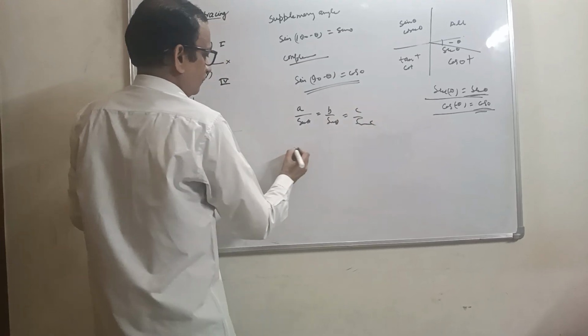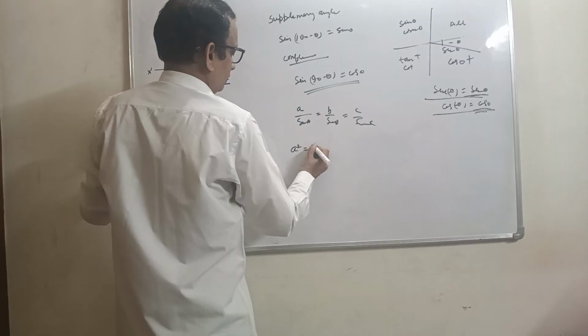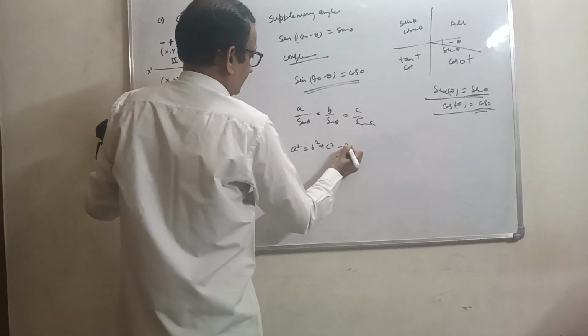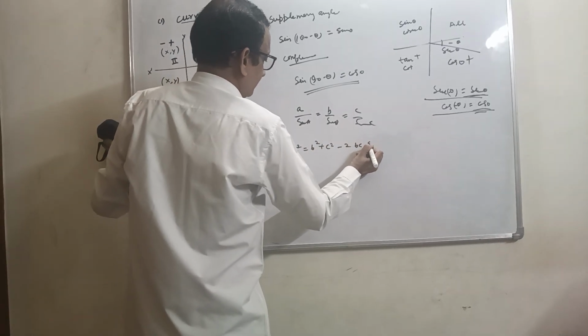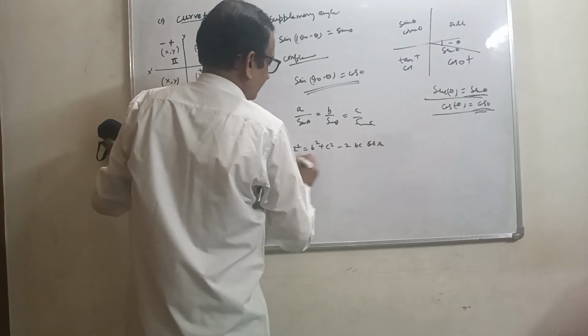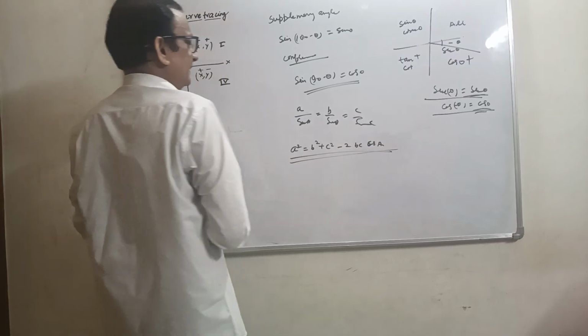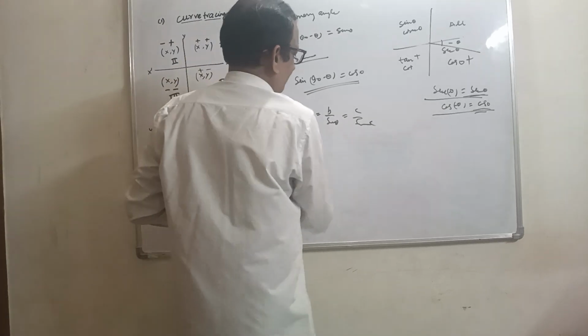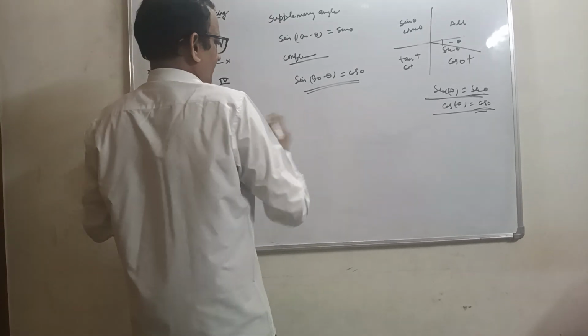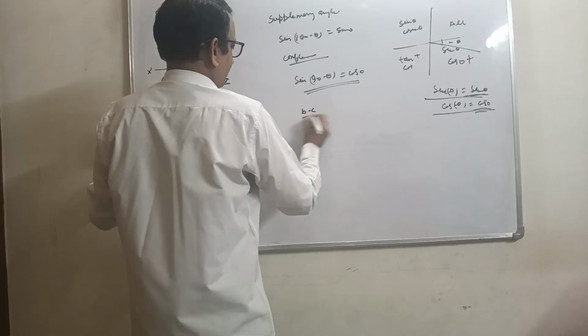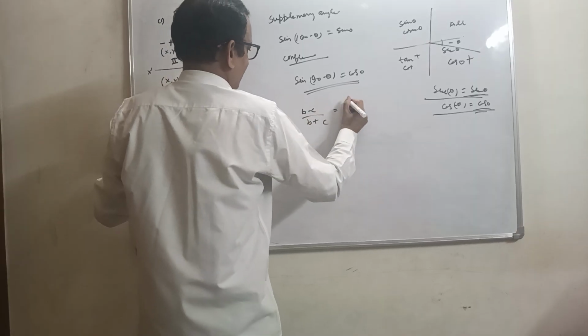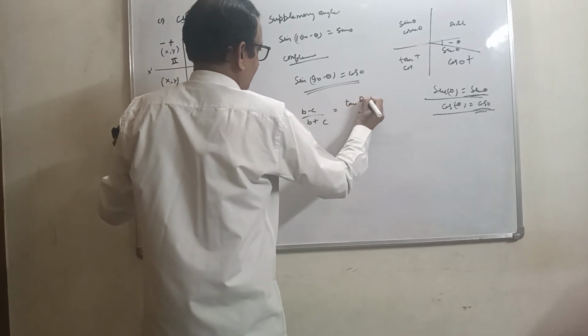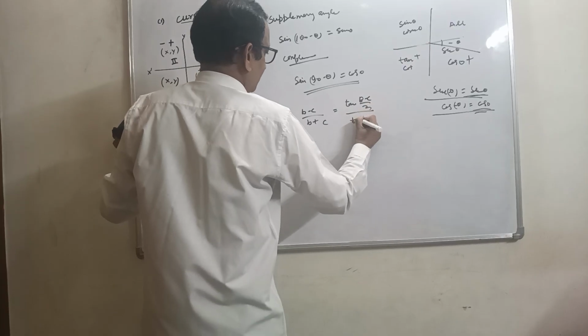So sine rule, sine formula: A upon sin A, B upon sin B, C upon sin C. And cosine formula: A square is equal to B square plus C square minus 2BC cos A, and similarly B square, C square. This is the cosine formula, and tangent formula: B minus C upon B plus C is equal to tan of (B minus C) by 2 upon tan of (B plus C) by 2.